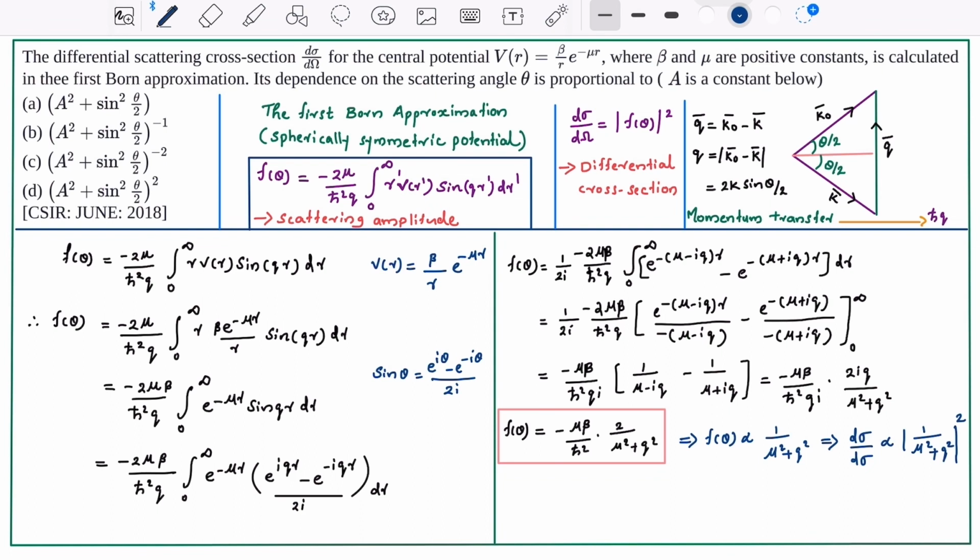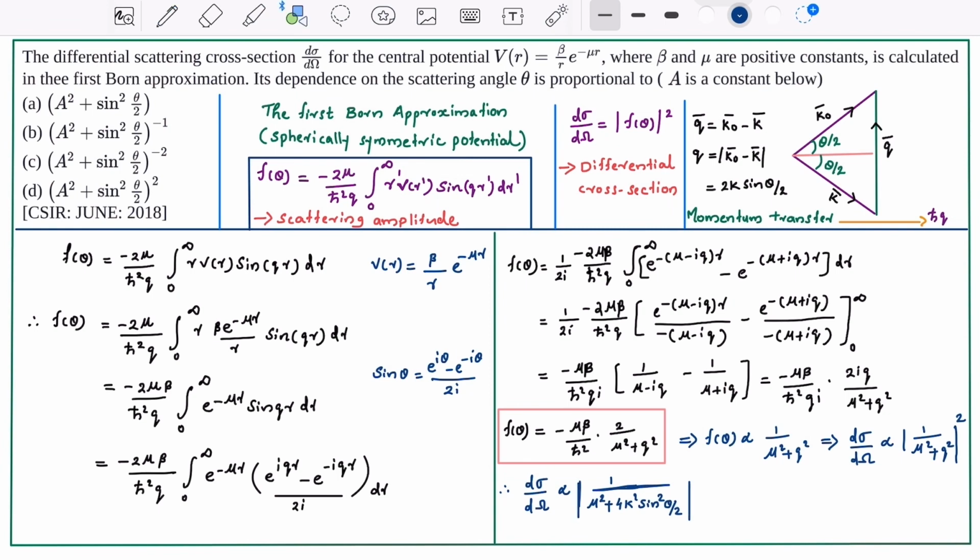Now what is q here? From the diagram we can see that q is the magnitude of the difference of k0 bar minus k bar, where k0 bar is the incident wave vector and k bar is the scattered wave vector, and the magnitude is 2k sin θ/2. That is, the magnitude of q is 2k sin θ/2. Therefore dσ/dΩ is proportional to 1 by modulus of μ² plus 4k² sin² θ/2 whole square.